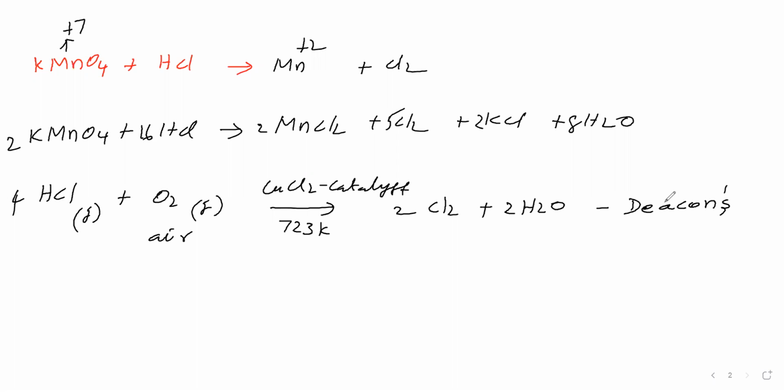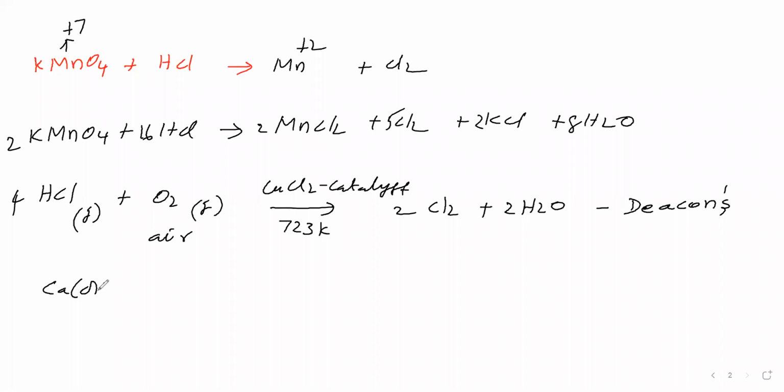Then we will see the properties of Cl2. Cl2 is a greenish yellow gas with a pungent, suffocating odor. It is soluble in water. Next, we will see the chemical properties of Cl2.